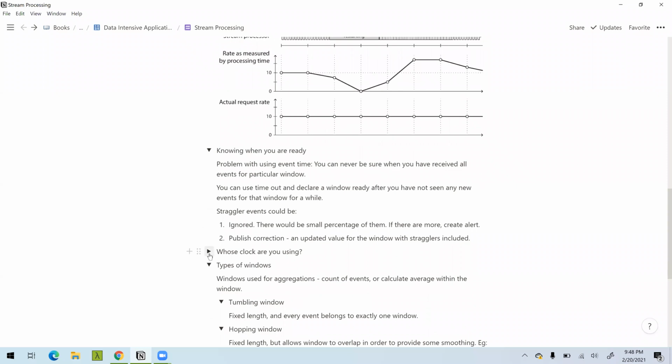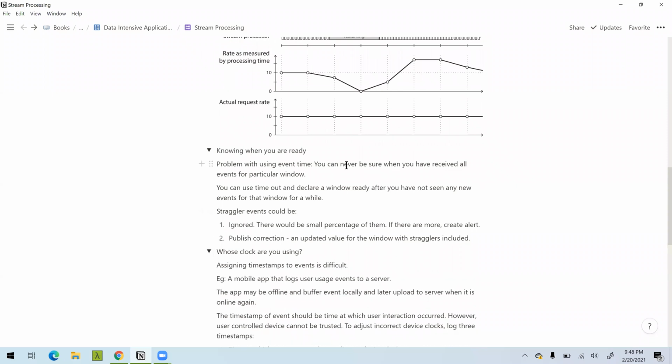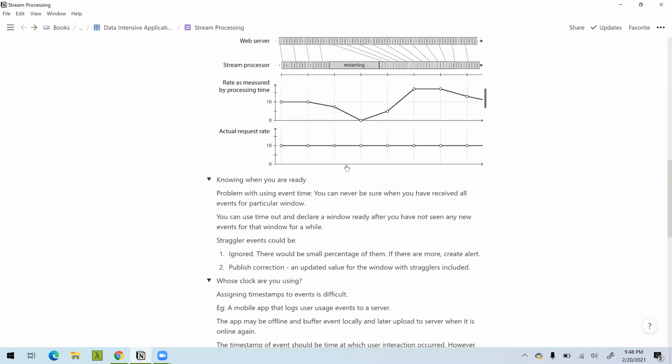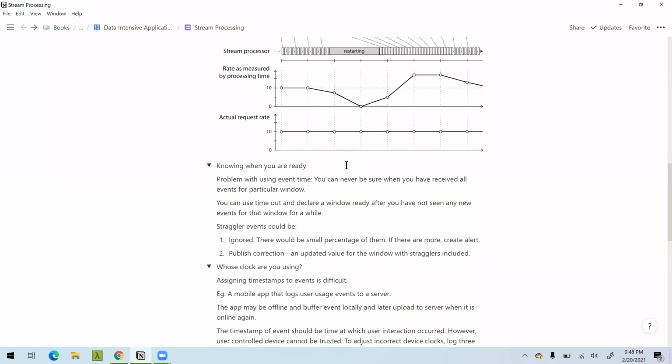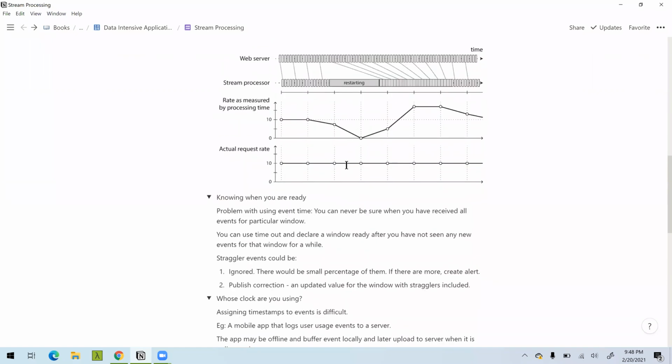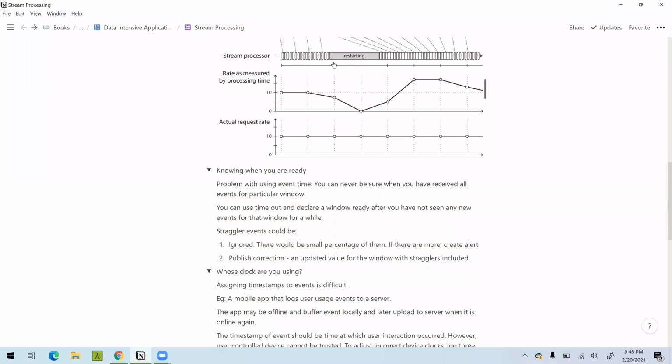Okay, so now the next thing is whose clock are we using? And this is another interesting problem that we will see. I keep saying that the timestamp of the event is 7:57, right? So how have you calculated that the timestamp of the event is this? Let's see some of the problems here.